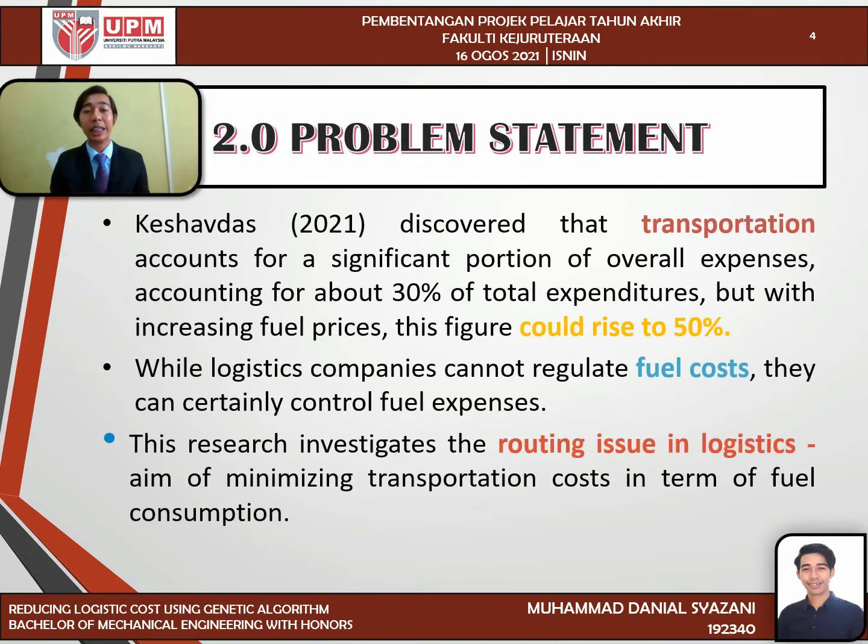For the problem statement, Kishavdas 2021 found that 30% of total expenditure comes from the transportation account, and this figure could rise up to 50% due to increasing fuel prices. This becomes a worry for logistic companies because they cannot regulate fuel costs. However, they can certainly control fuel spend. How? By studying the routing issues in logistics with the aim of minimizing transportation costs in terms of fuel consumption, by having better route planning, or we can call it the shortest distance to deliver the product to the customer.